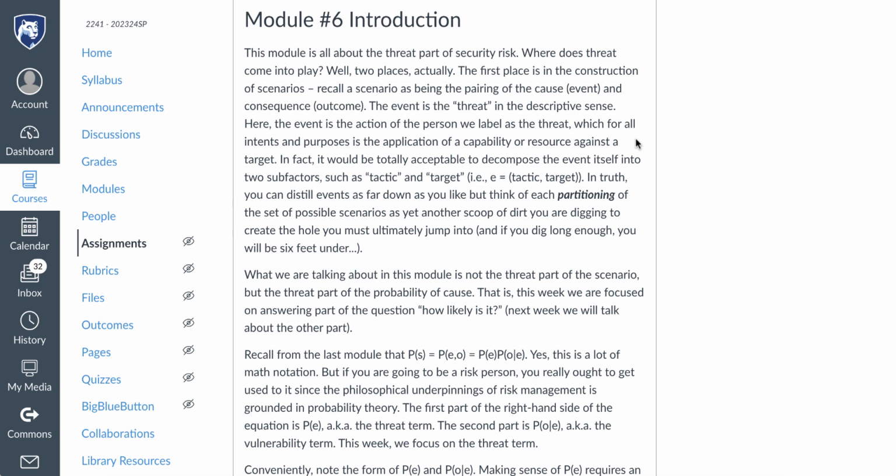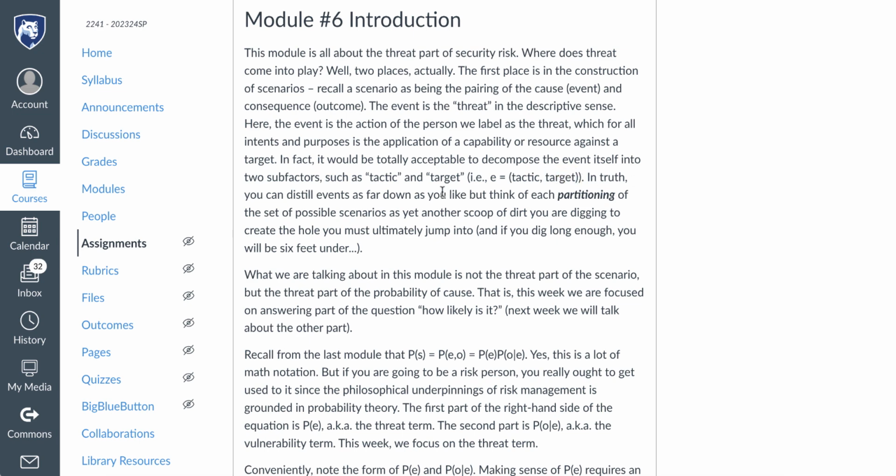In fact, and obviously this is something that we've discussed many times during this course, it would be totally acceptable to decompose the event itself into two subfactors, such as tactic and target, right? So basically, we could consider that an event is the combination of the target and a tactic being the approach that the attacker is going to use in order to target that specific target.